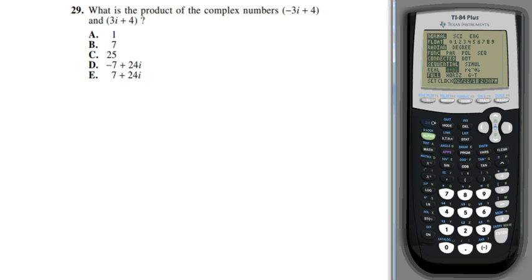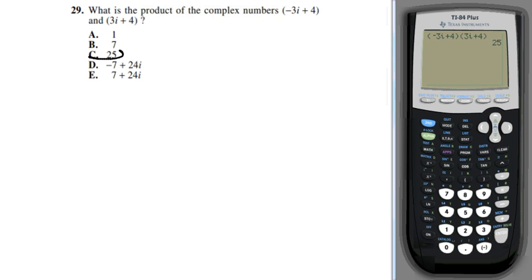All right, and now I could technically just type this straight into my calculator. Product means multiply, so we have negative 3, and to get i, you hit second, and then the decimal. So plus 4 times 3i plus 4, and I get 25 as my answer. This is one of those that may take you longer on the calculator than if you did it by hand, as long as you know what you're doing.